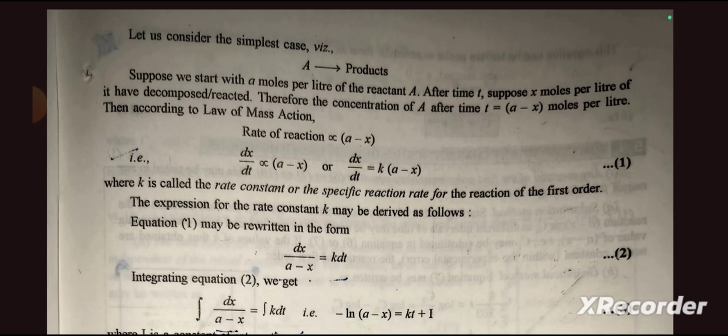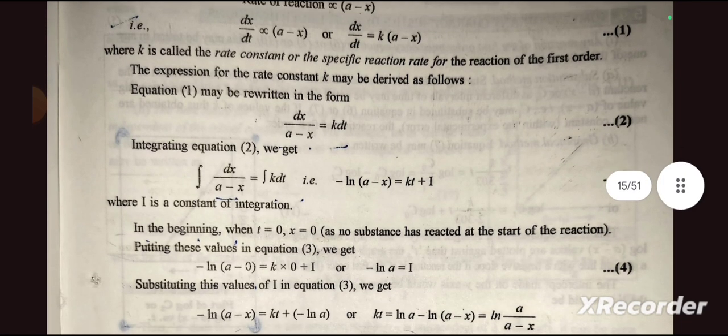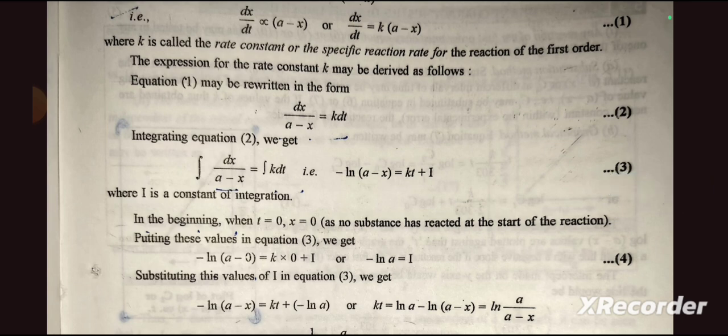Let us consider the simplest case. A gives product. Suppose we start with a mole per liter of the reactant A. After time t, suppose x mole per liter of it has decomposed or reacted. Therefore, the concentration of A after time t is equal to a minus x mole per liter. Then, according to the law of mass action, rate of reaction is directly proportional to a minus x, dx by dt is directly proportional to a minus x, or dx by dt is equal to k into a minus x, where k is called the rate constant or the specific reaction rate of the reaction of the first order.